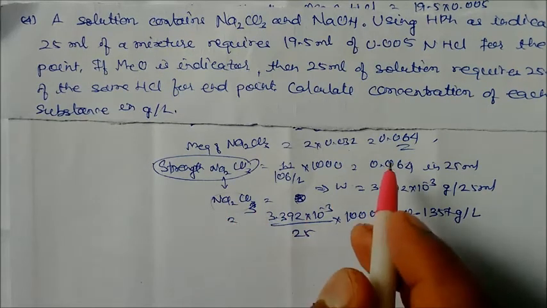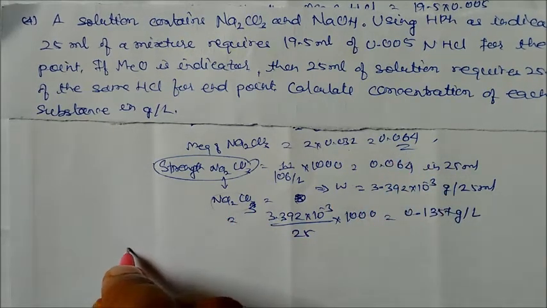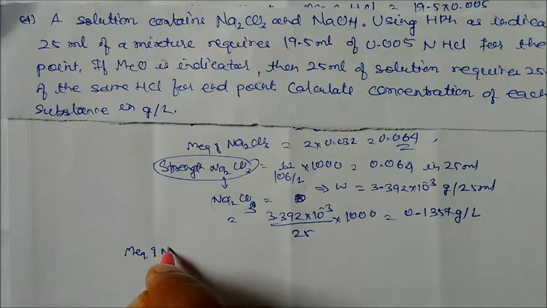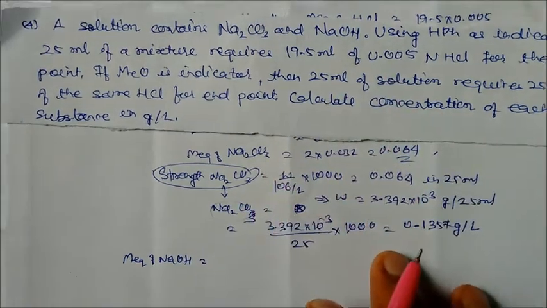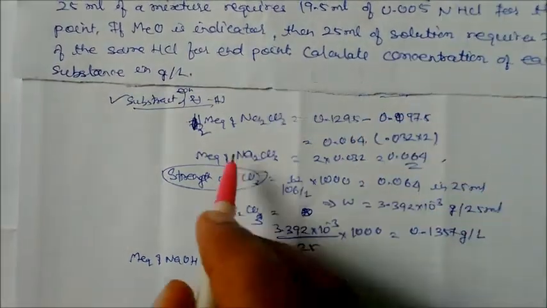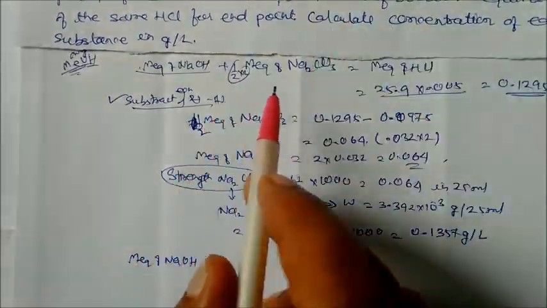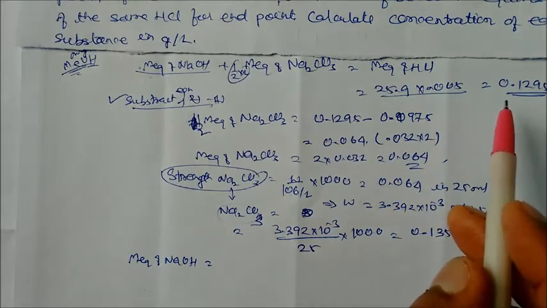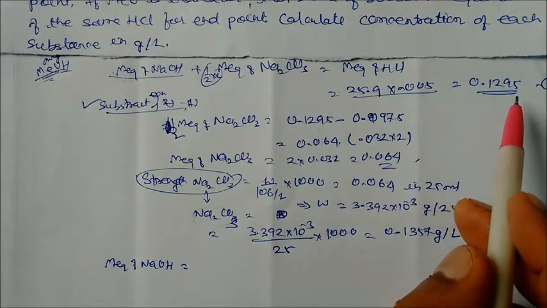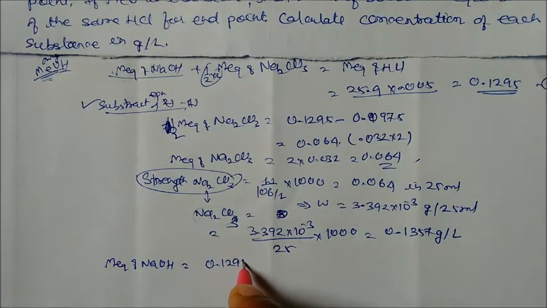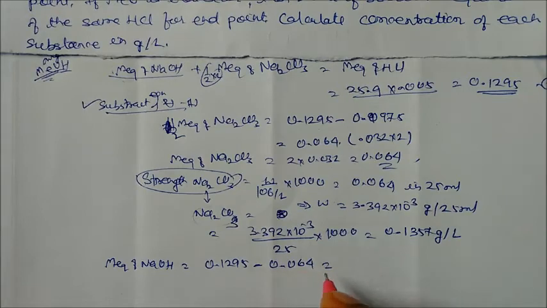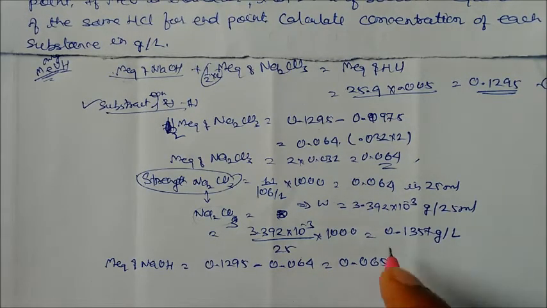Now we got the strength of sodium carbonate, and its milli equivalent is 0.064. So we can find the milli equivalent of sodium hydroxide, which, if you see the previous equations, is 0.1295 minus 0.064. So this will be given here as 0.0655.